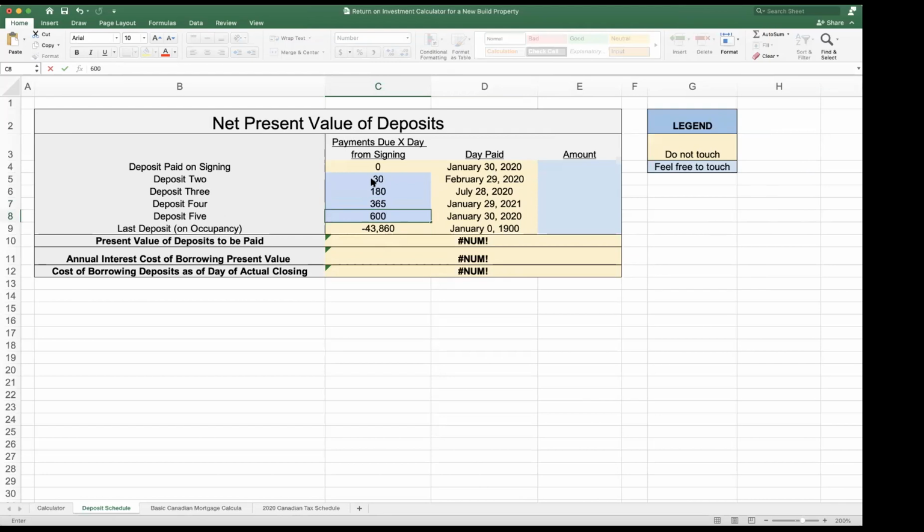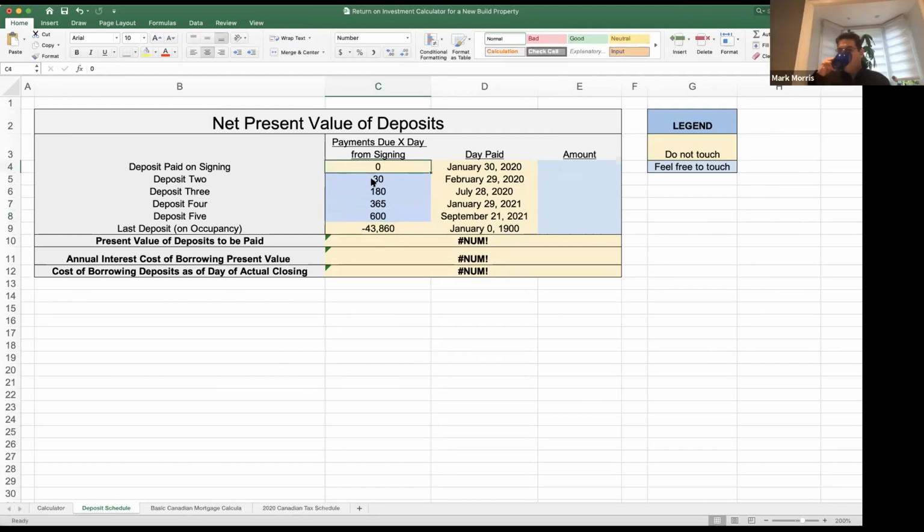Fine. Now they've actually extended them a lot more than what we're used to, because of COVID. But well, let's just use this for a second. You can see that by putting the days down, it has automatically changed when these dates are paid. Although for some reason, the reason is last day on occupancy. We have to put in the date of occupancy.